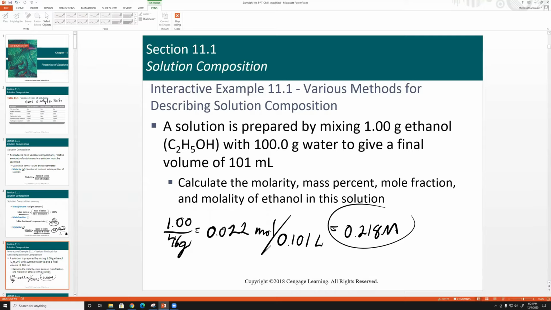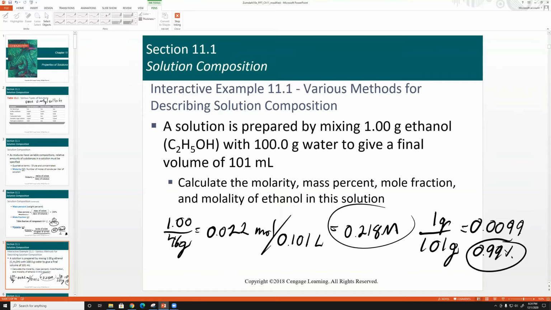Now, the mass of the solution is not 100 grams. It's 100 grams of water plus the 1 gram of ethanol. So it's going to be 1 gram of ethanol divided by 101 grams of the total solution. That's an easy one. 1 divided by 100, about 1%. So 0.0099. Oh, well, percent-wise multiplied by 100, you have 0.99%.